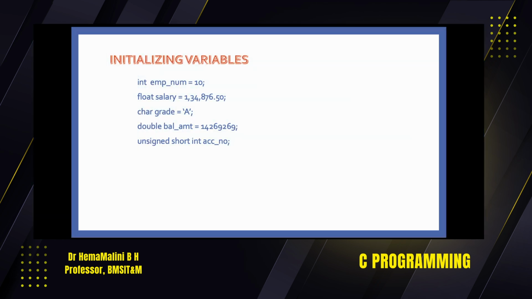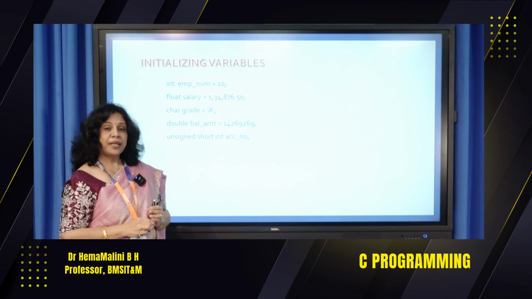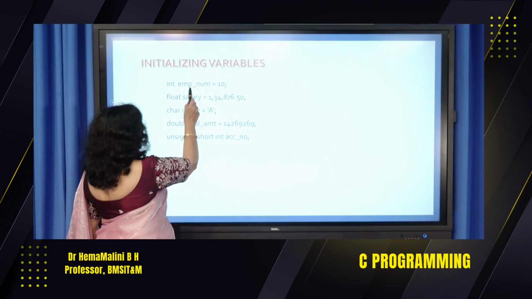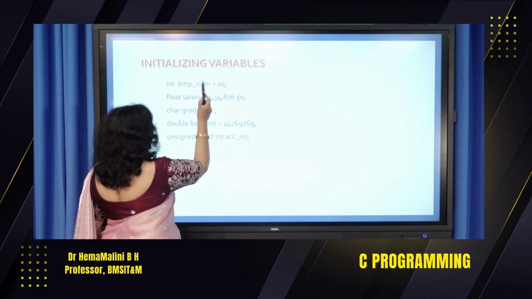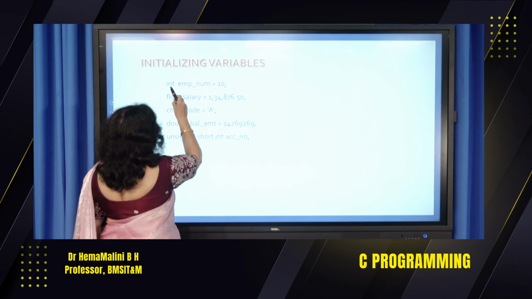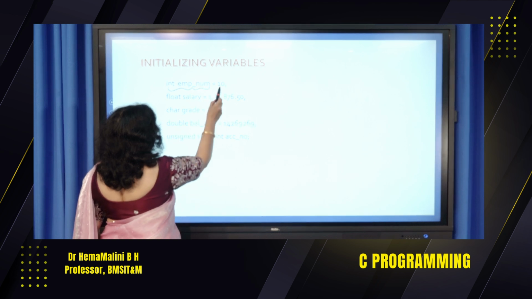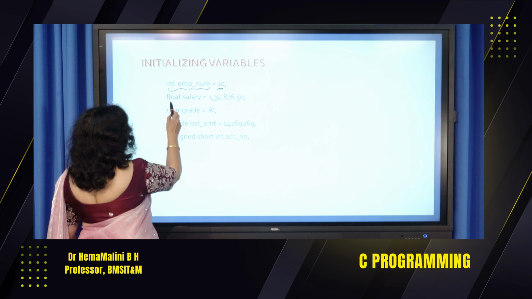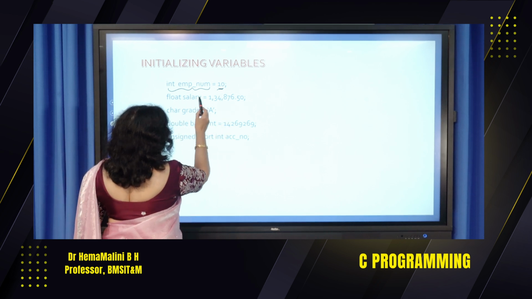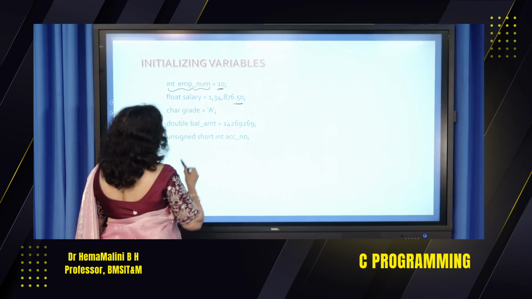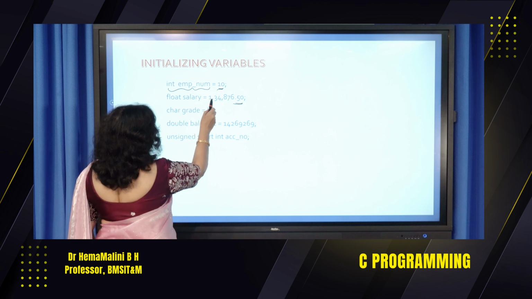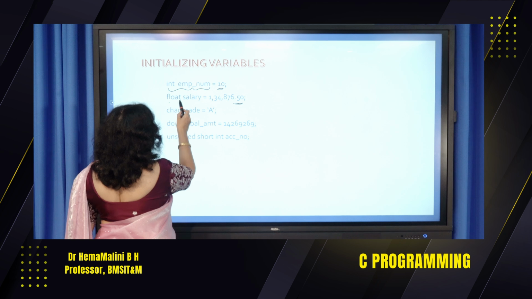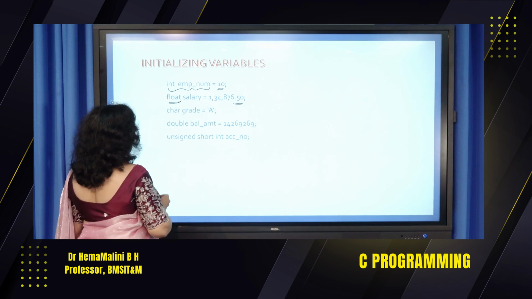Now, after seeing how to declare the variables, let's see how to initialize the variables. int employee num, which is equal to 10. So we have declared int employee num, and we have initialized that to a value 10. float salary. Why float? Because it is going to have the decimal part also, so 1,34,876.50. That is the reason we have kept it as float.